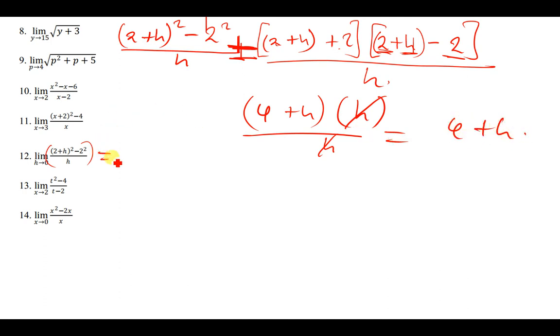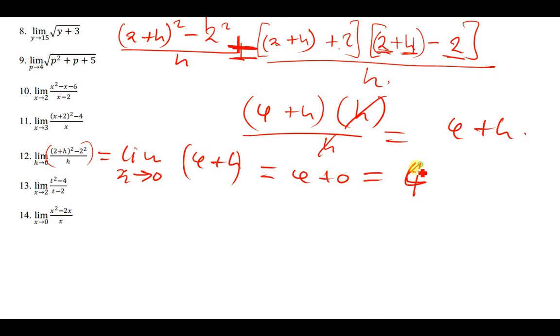So this one is just the same as the limit of 4 plus h as h approaches 0. So we just replace h with 0. So I'm going to have 4 plus 0. The solution will just be 4.